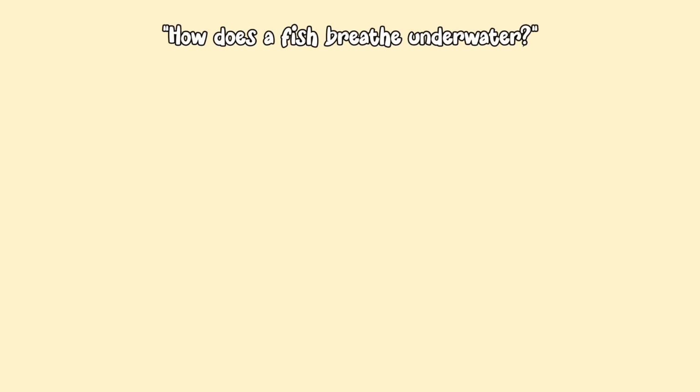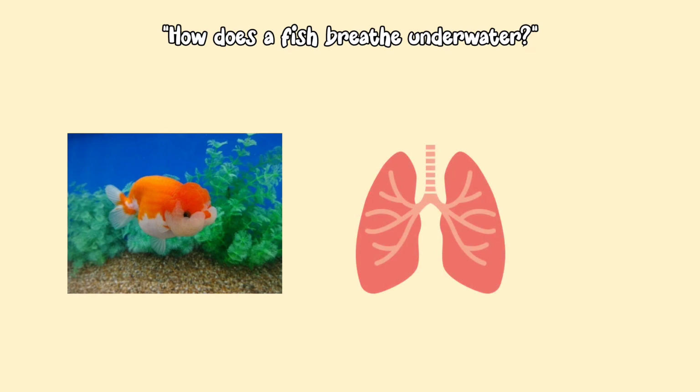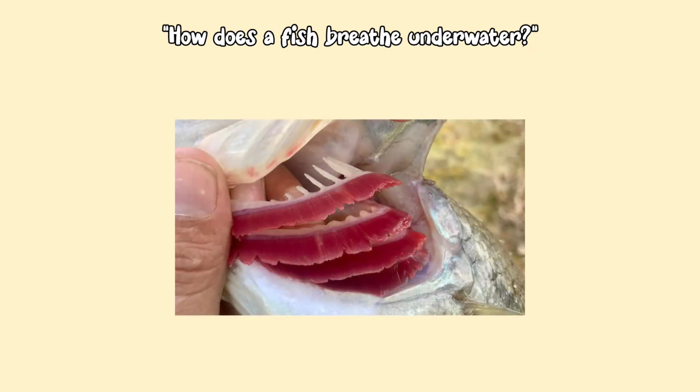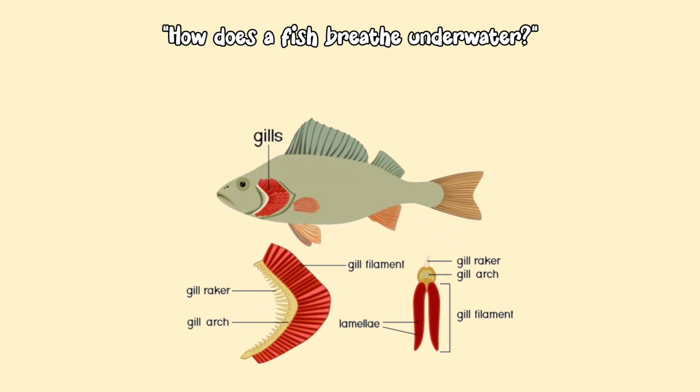Now here's the big question. If oxygen is present in water, how does a fish actually use it? Unlike humans, fish don't have lungs. Instead, they're equipped with a fascinating organ: gills. Gills are made of thin, delicate filaments filled with tiny blood vessels.